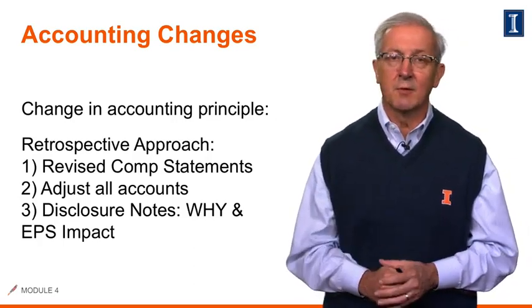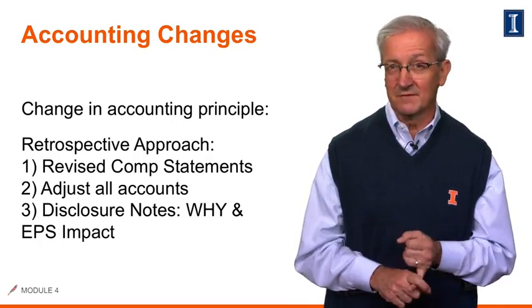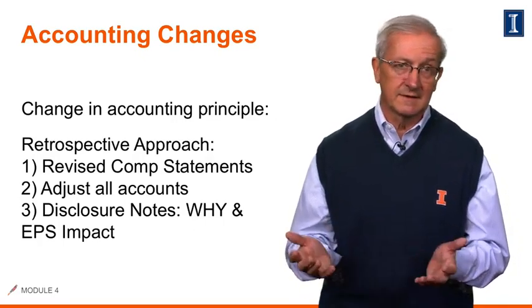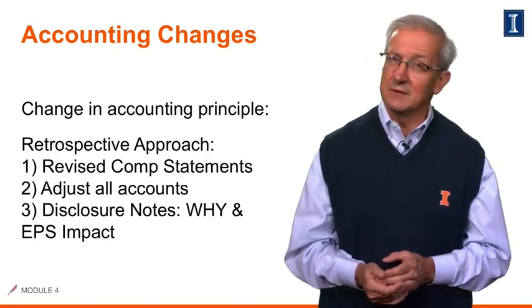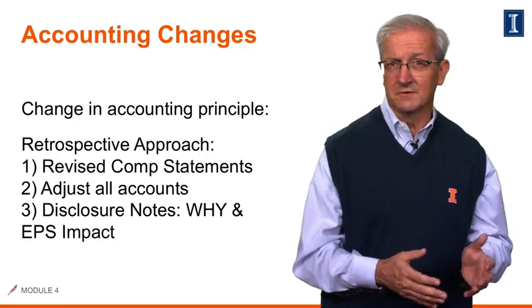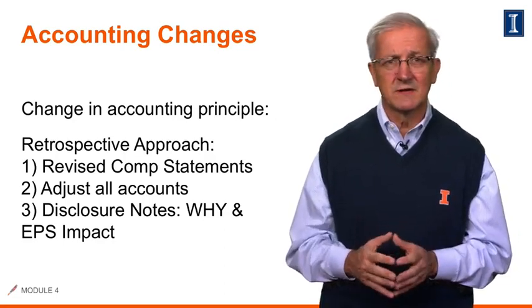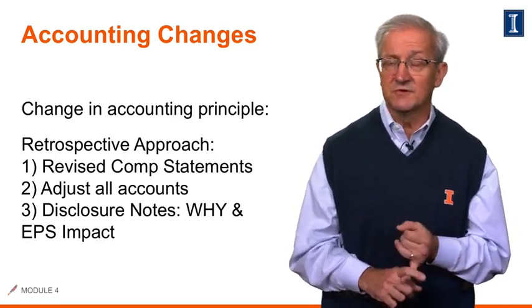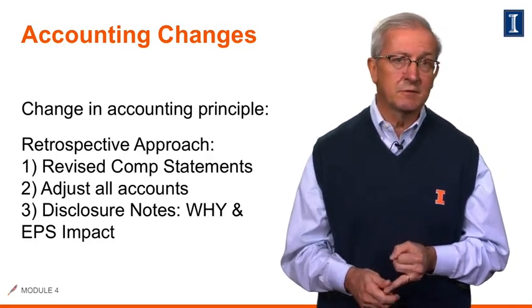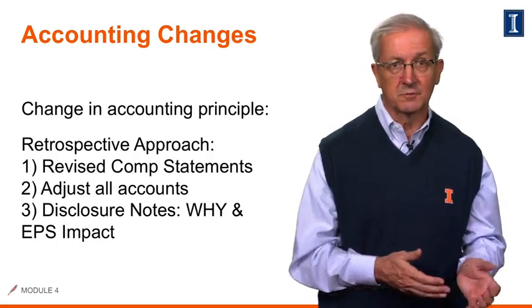There are 3 steps required for this approach. 1, I've got to revise all my comparative financial statements. 2, I have to adjust all the affected accounts for the change. And 3, and probably most importantly, I've got to put this in my disclosure notes for my readers because GAAP basically requires us to explain why the change was needed. In other words, you must justify it. You have to highlight the revised information. And thirdly, report any of the impact on your earnings per share.